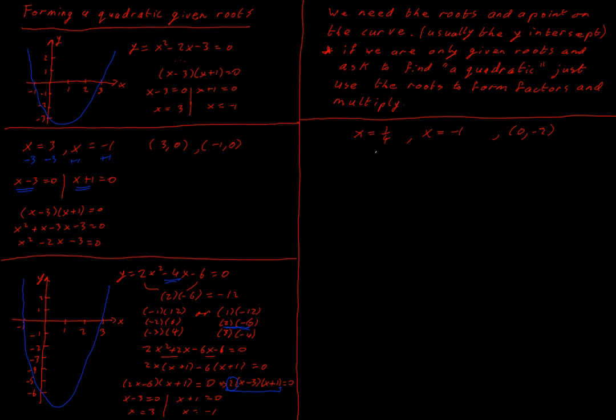Now, let's put this into practice. I'm given 2 roots, and I'm told that my y-intercept is at x is minus 2. So let's go through our stages. I need to form the factors given my roots. And I know from having done lots of factorizing that that just means I'm going to get my roots equal to 0.